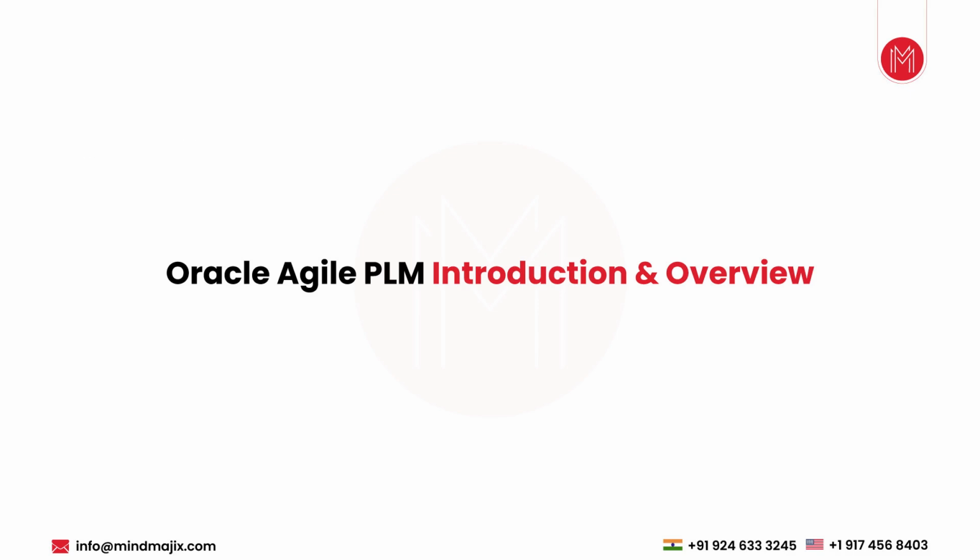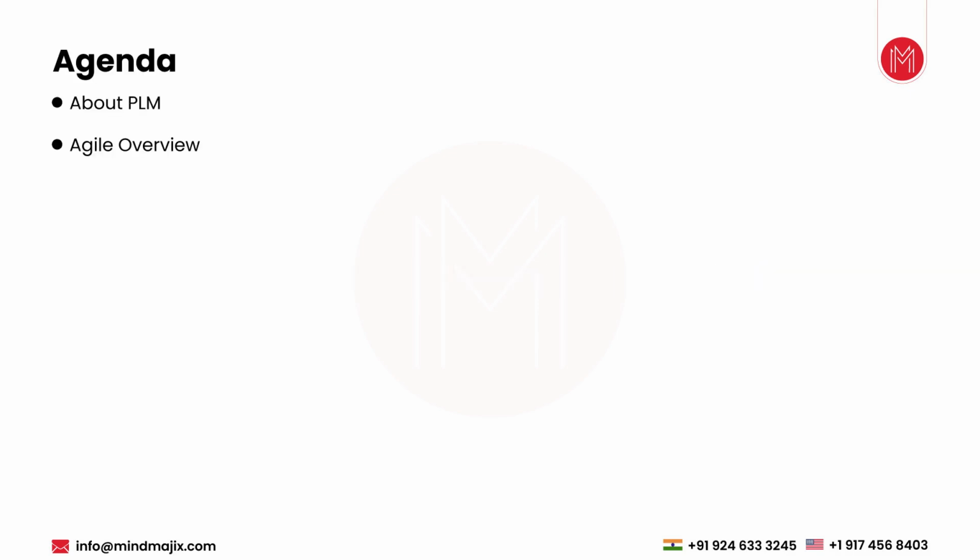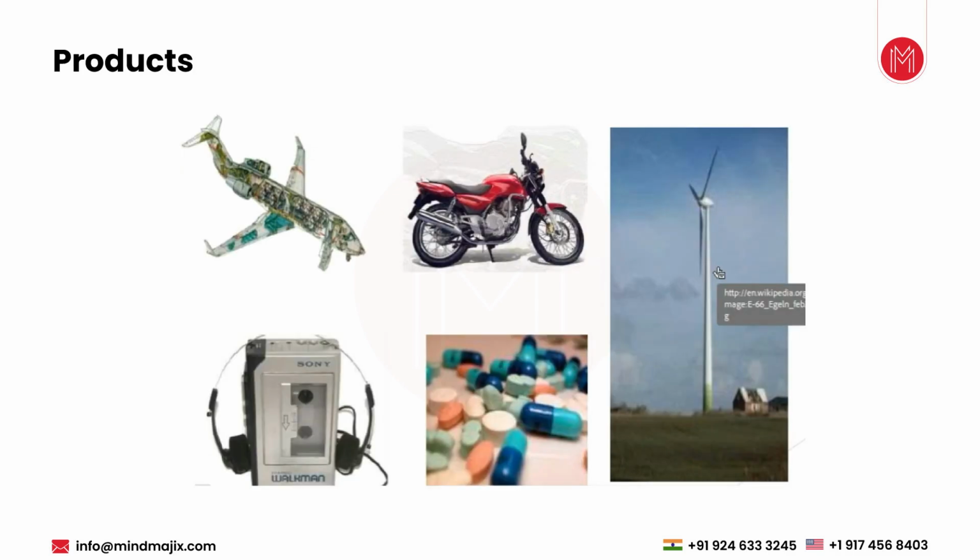So today we are going to see this PLM and Agile overview. Before we go into the PLM definition, we first look at the individual word definitions: what is product, what is life cycle, and what does management mean. Once these three are combined, they define the actual meaning of product lifecycle management. Basically, product is something which gives a meaningful result or solves a meaningful purpose.